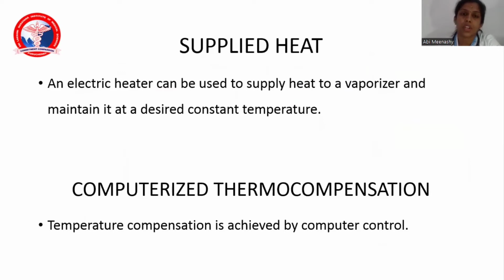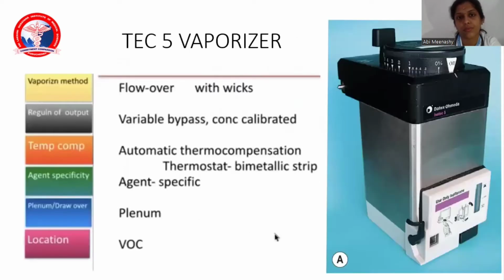Okay, we have seen mechanical thermocompensation. There is another type of thermocompensation where we have to supply heat from outside. An electrical heater can be used to supply heat to the vaporizer and maintain it at a desired constant temperature. Supplied heat we usually see in Desflurane vaporizers. And computerized thermocompensation, where the thermocompensation is achieved by computer control.